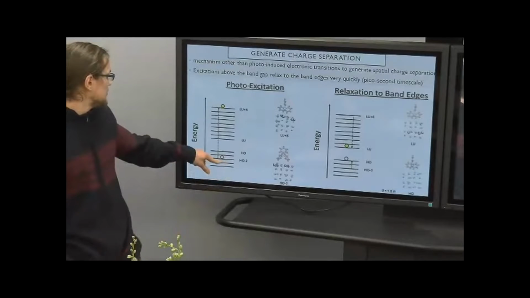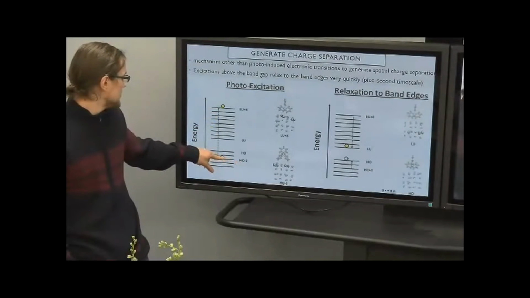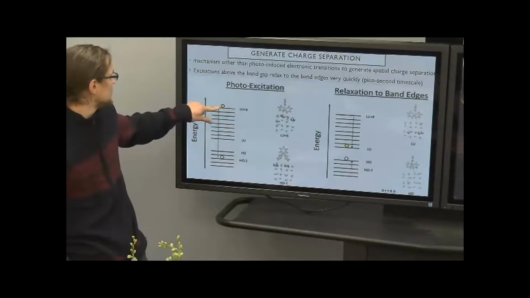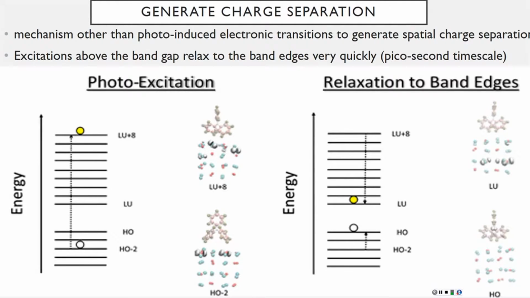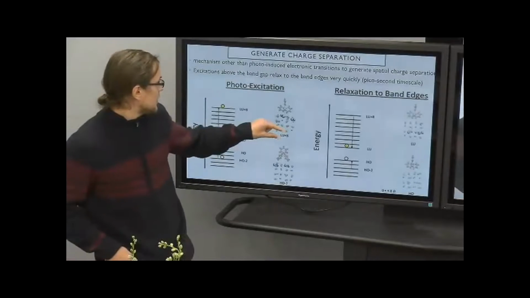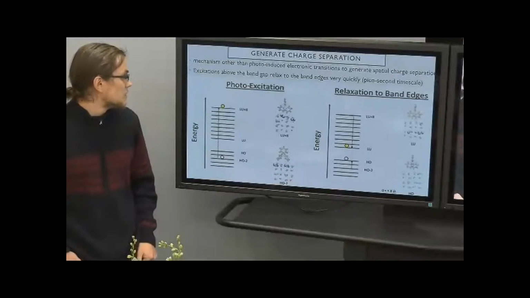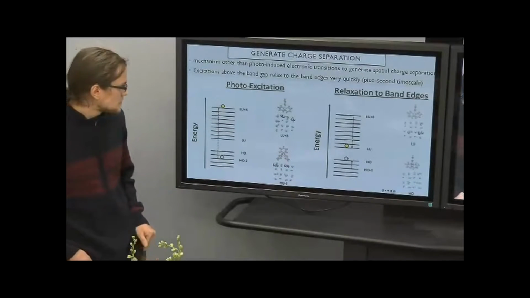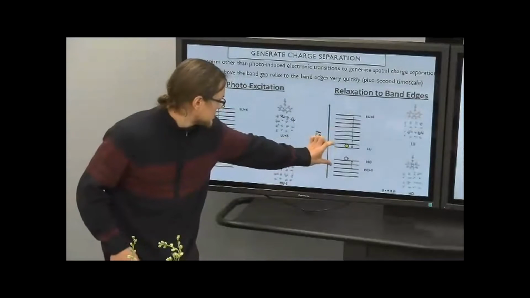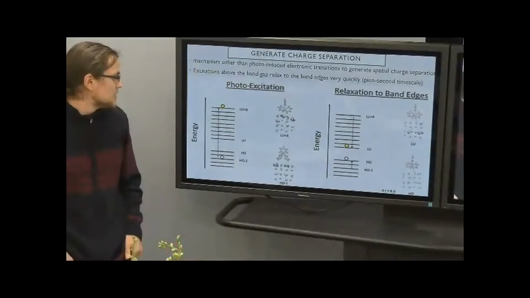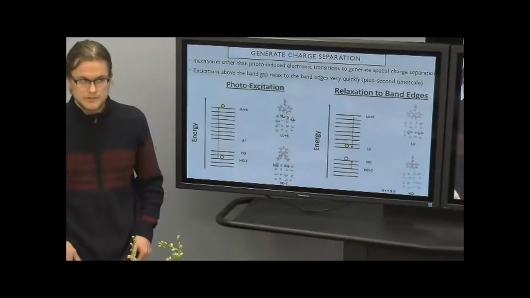On the left, this shows the photoexcitation from the HOMO -2 state, which leaves a hole, to the LUMO +8 state where the electron would reside. If you think about it, this is a very unstable state, and the electron will want to come back down and get into equilibrium. To do that, it will relax to the band edges, which happens approximately on the picosecond level. So if both the electron and the hole come to the band gaps, that will produce spatially separated charges.